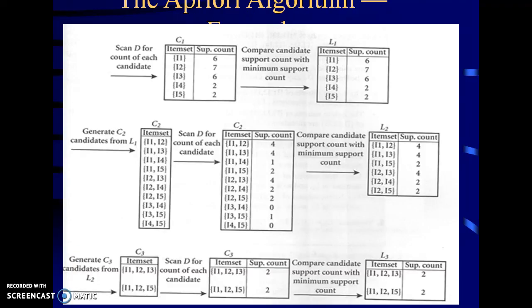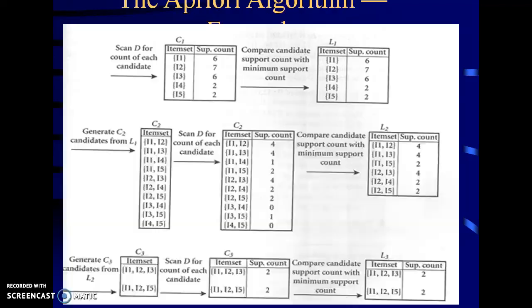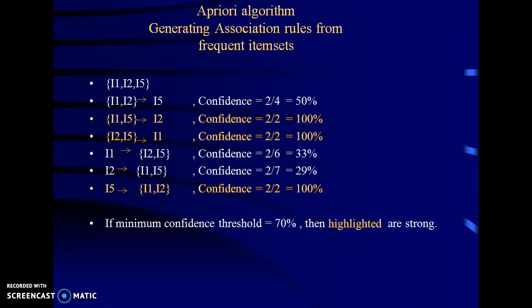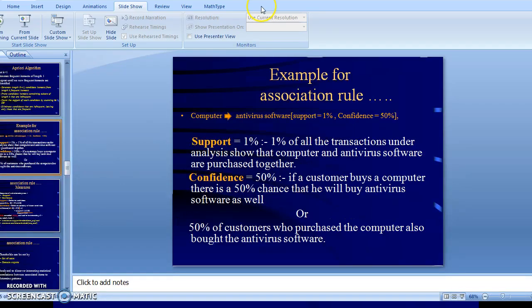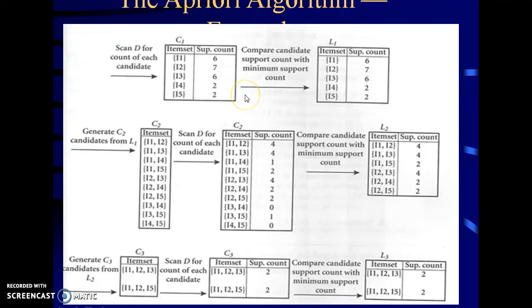Once the final support table L3 is obtained, you have to calculate the confidence using the formula: confidence of A tends to B equals support of A union B upon support of A. In this case, we are calculating for I1, I2 and I5. So for I1, I2 giving I5, confidence is calculated as support of I1, I2 union I5, which is 2, upon support of I1, I2, which is 4. This data you can get from these tables.